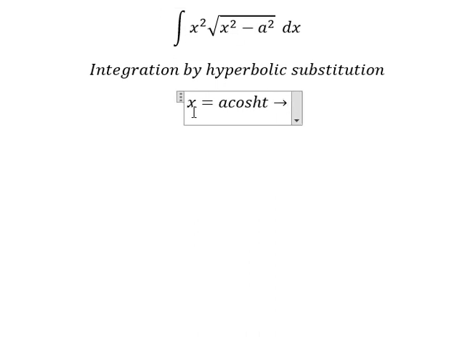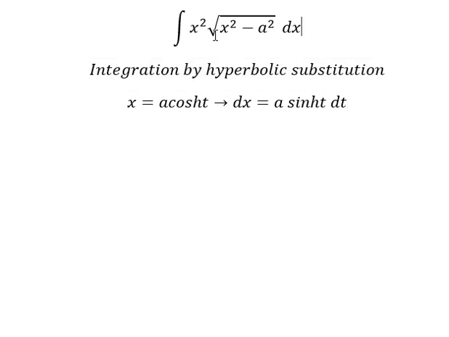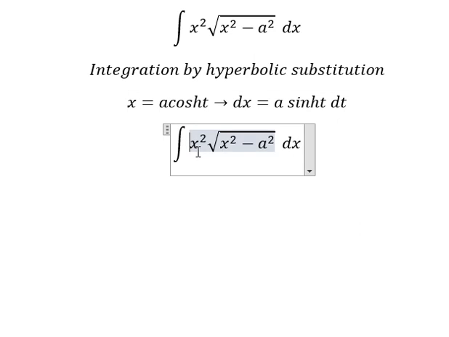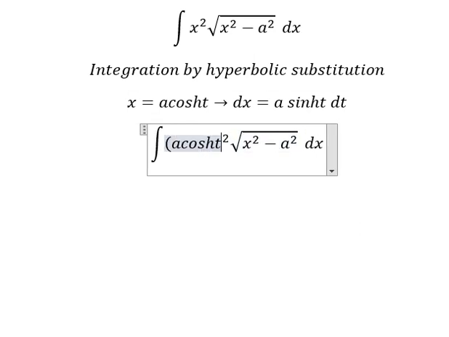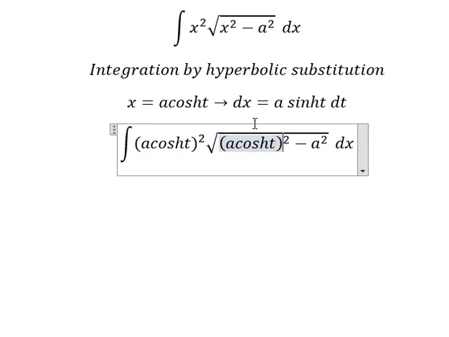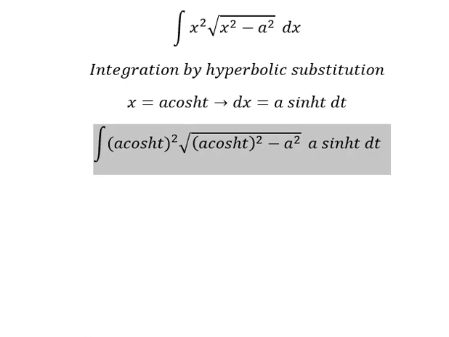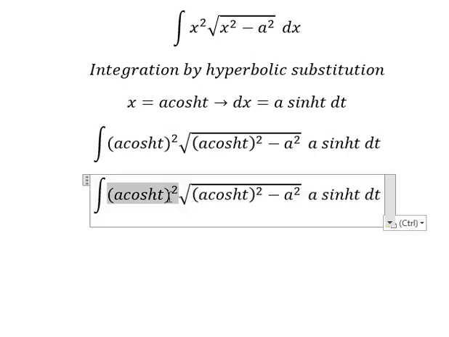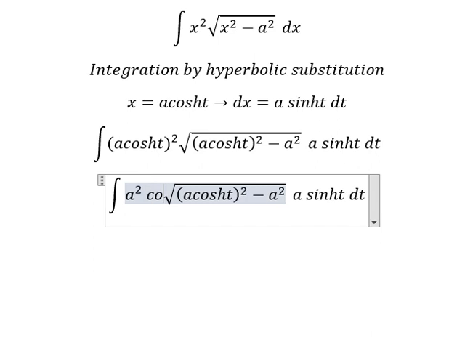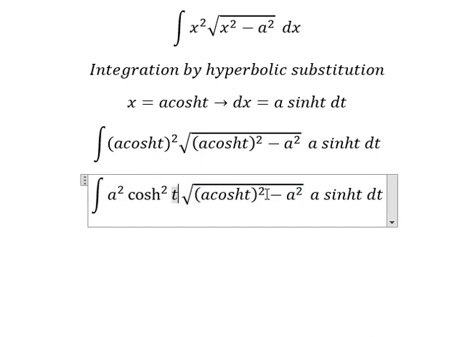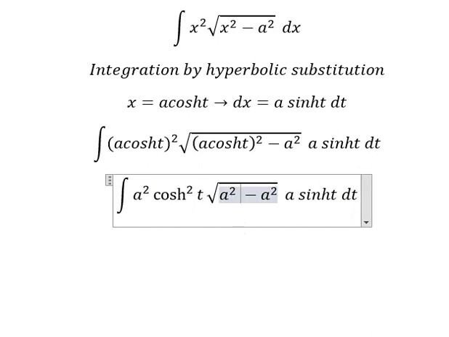Next, we need to do the first derivative for both sides, and we have a sin t dt. So I will put this one here and here. dx we change for this one. So this one is a square cos t square. This one is a square cos t square.